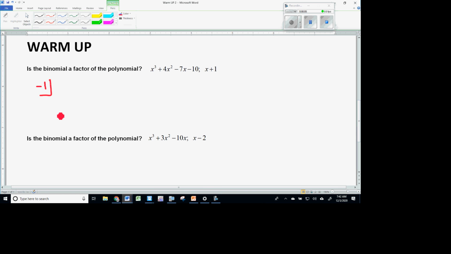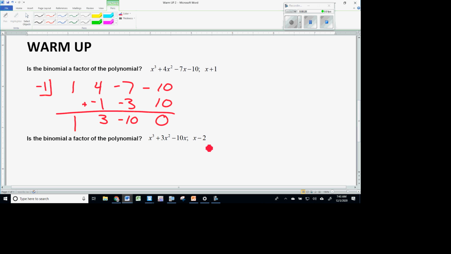Number in the box, -1. Write down our coefficients. Drop the 1. Anytime you use the number in a box, you always multiply, right? -1 times 1 is -1. When you go down, you always add, multiply, add, multiply. So, is that a factor? Yes, because your remainder is 0.